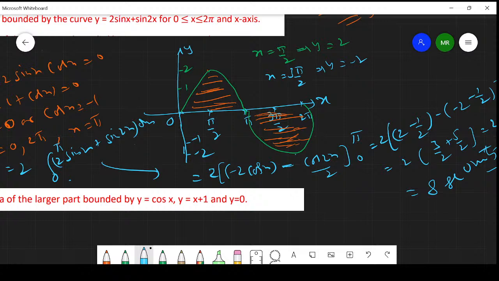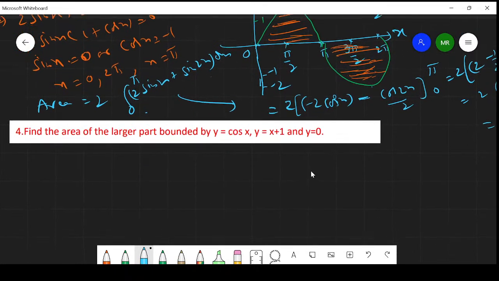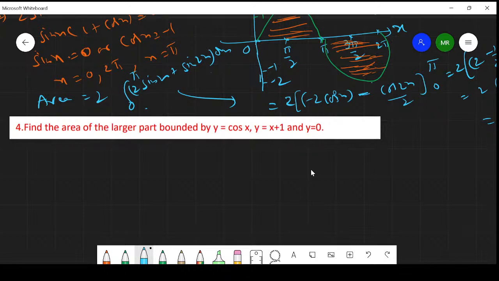Now the next one I am going to explain now. So the next one: find the area of the larger part bounded by y equal to cos x and y equal to x plus 1 and y equal to 0. They mention all these three. See that one. What are they saying here? They are saying y equal to cos x, y equal to x plus 1 and y equal to 0.